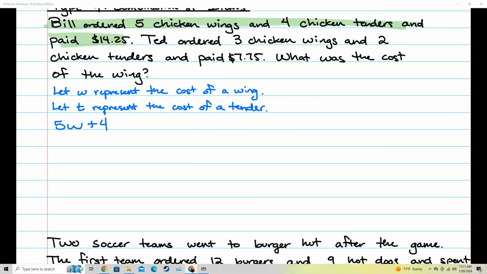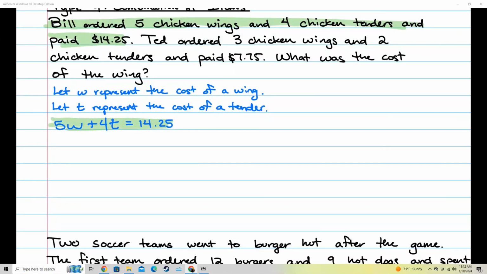And how much was each chicken tender? I don't know, so I'm going to call it T. So that says 5W plus 4T. Notice the plus and the T, a little bit different. Equals, when he bought 5 wings and 4 chicken tenders, he ended up spending a total of $14.25. All right, so that's my green formula for Bill.